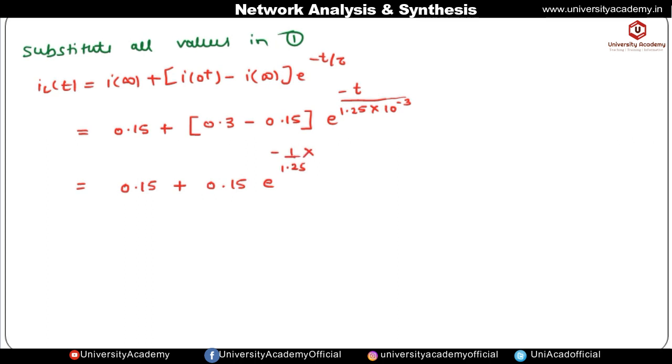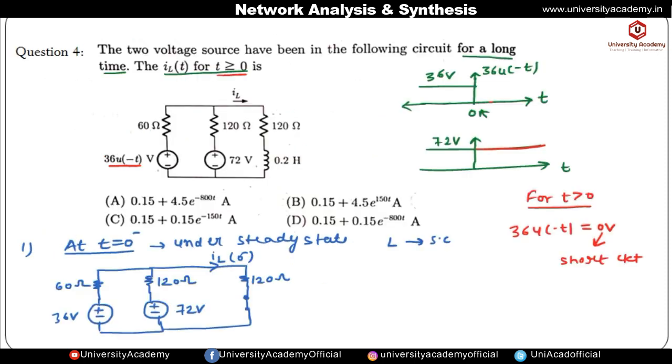So this 10 to the power minus 3, when it goes into the numerator, will be equal to plus 10 to the power 3. So we are getting the IL of t expression as 0.15 plus 0.15 into e to the power minus 800 into t. So this is the answer for this question, and this is matching with the option 0.15 plus 0.15 into e to the power minus 800t, that is option D is correct.